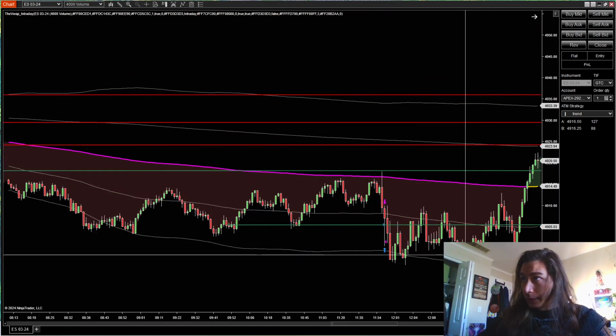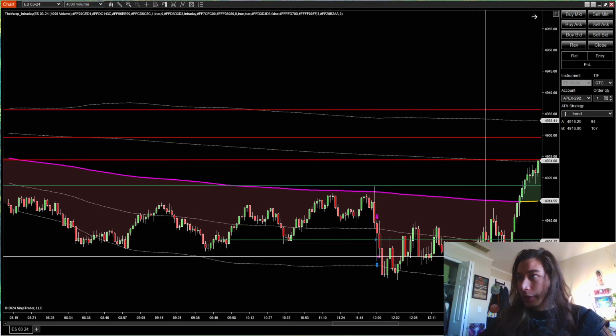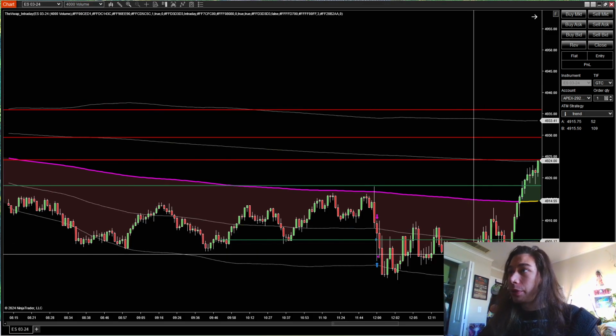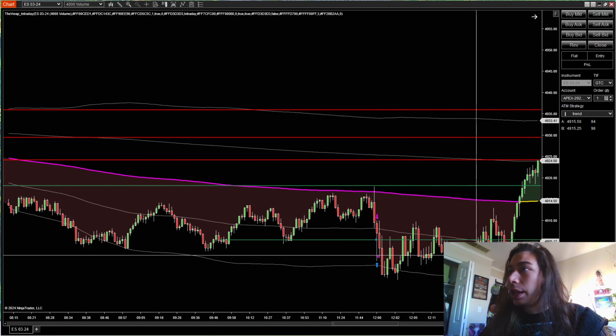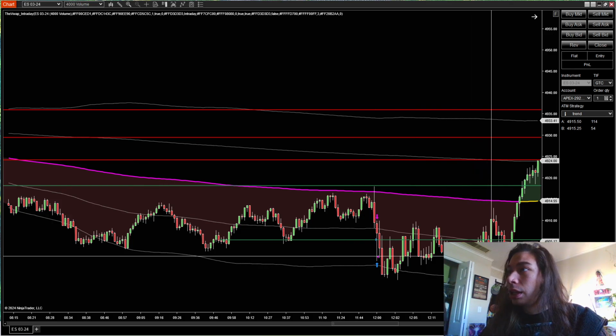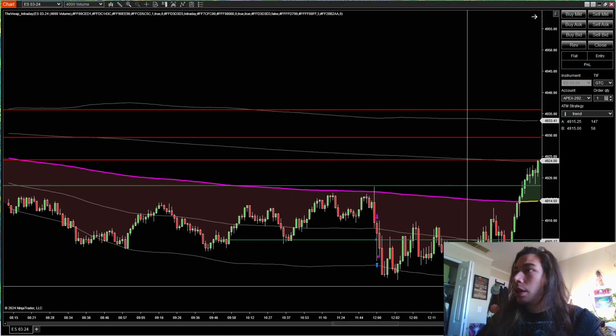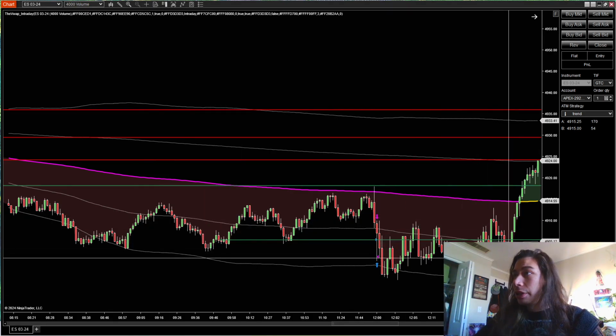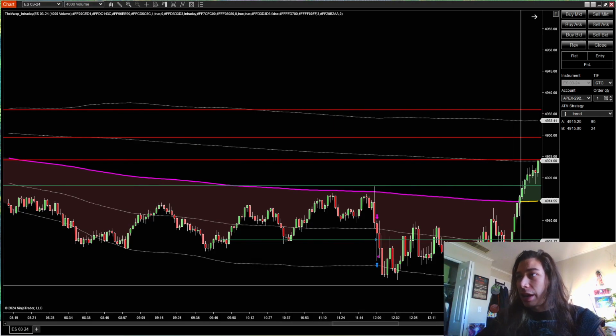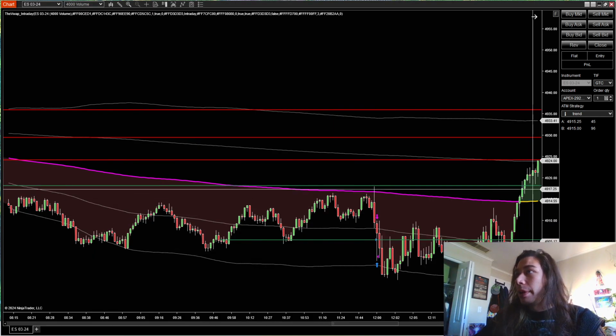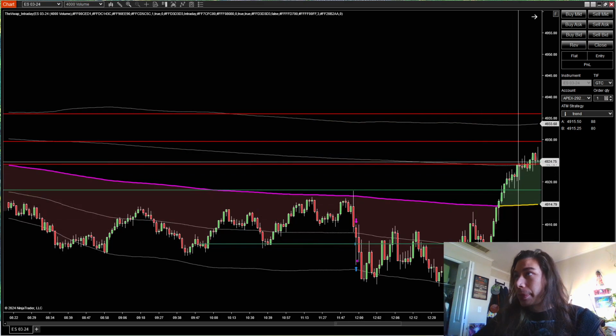Conference started. We have another little green zone. So if I just hit my F3, make a little line, double click. We hit it. You could have bought right here and just had a stop out under here. And then we rode up all the way into the day.